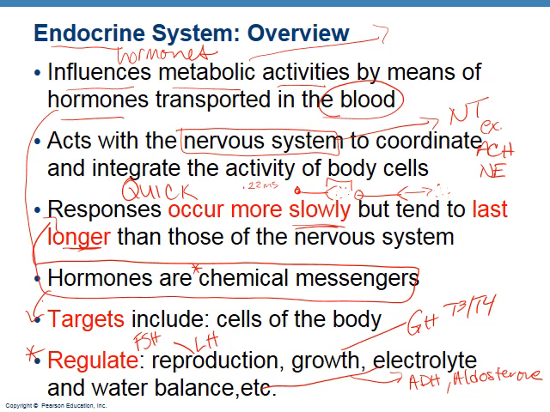Again, the reason I kept saying take one slide at a time is it can be difficult, and you need to take kind of little bites out of this and not try to cram for this all at one time.